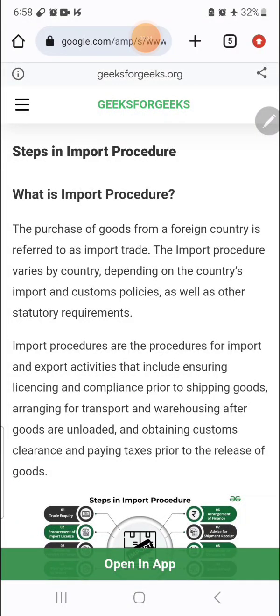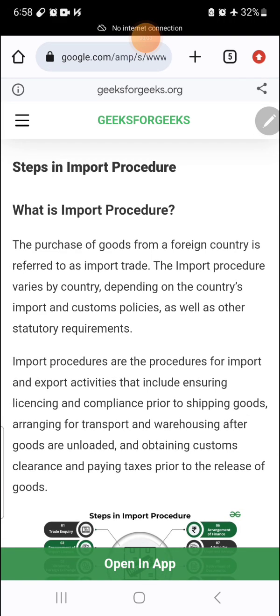geeks4geeks.org. Steps in import procedure. What is the import procedure?